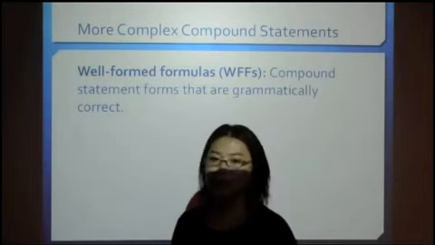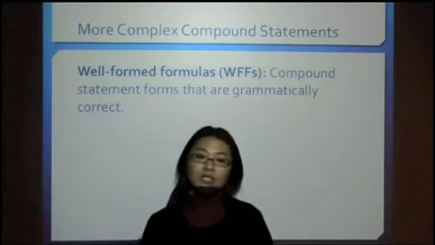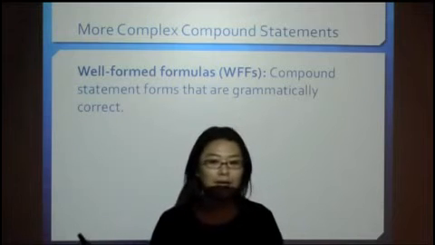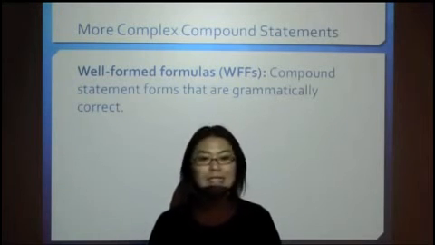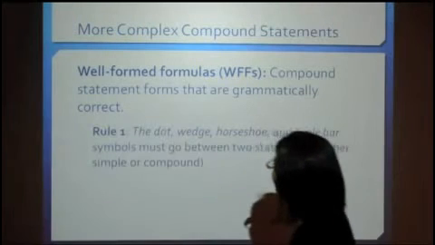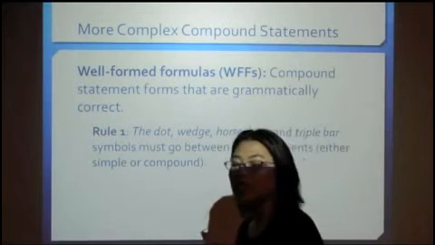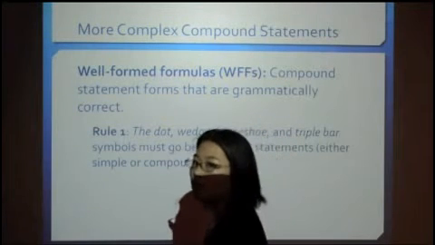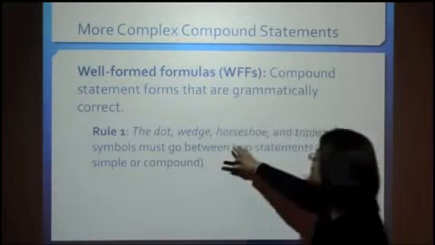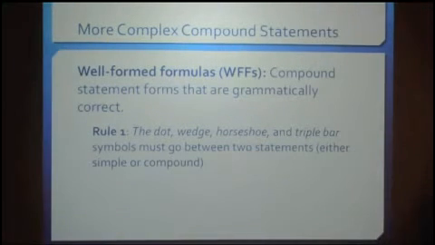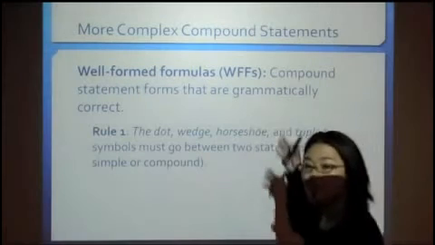Remember I said that propositional logic is basically a language in itself. It's a logical language. So like any other language, it has a grammar, a syntax. Now, the first rule of the grammar of propositional logic, to make sure that you have a well-formed formula, is that the dot, the wedge, the horseshoe, and the triple bar symbols must go between two statements, either simple or compound. I talked about this a little bit in the previous slide.